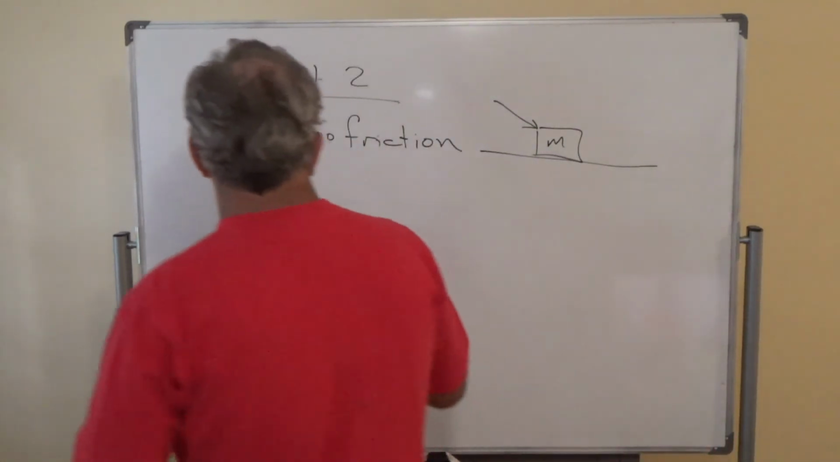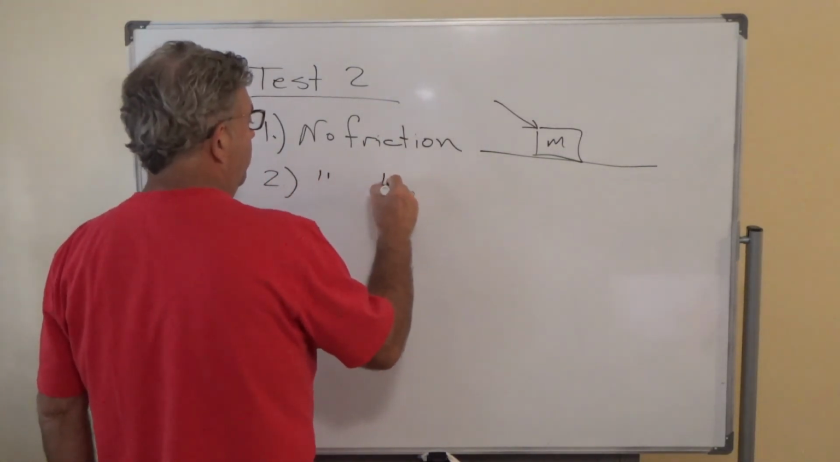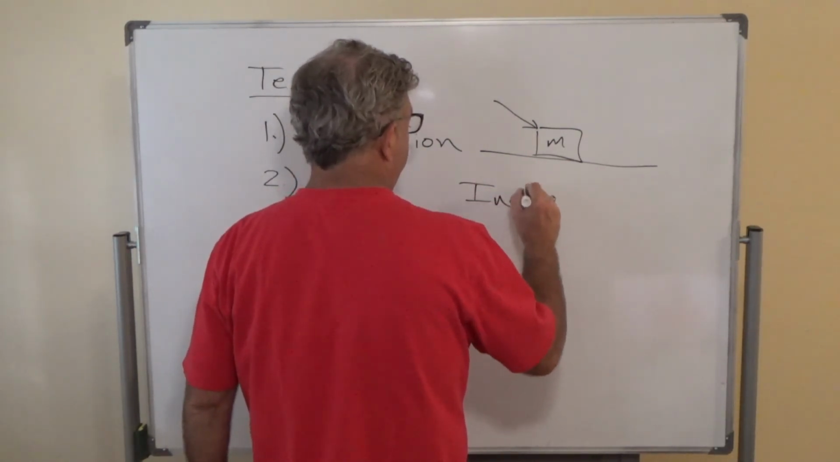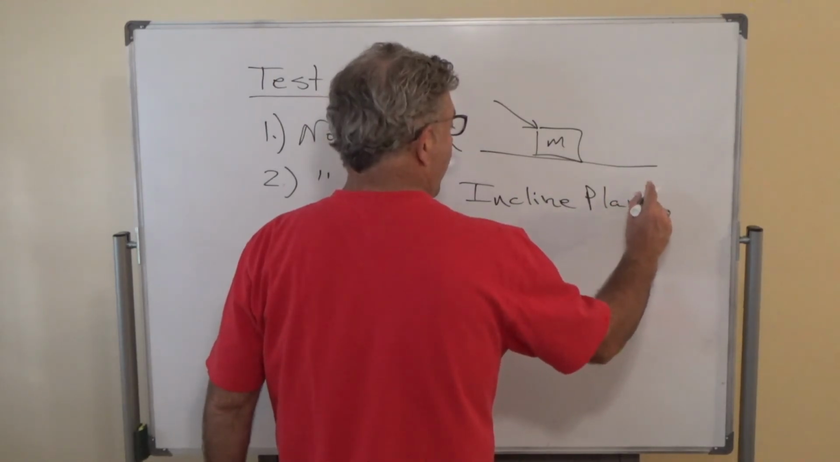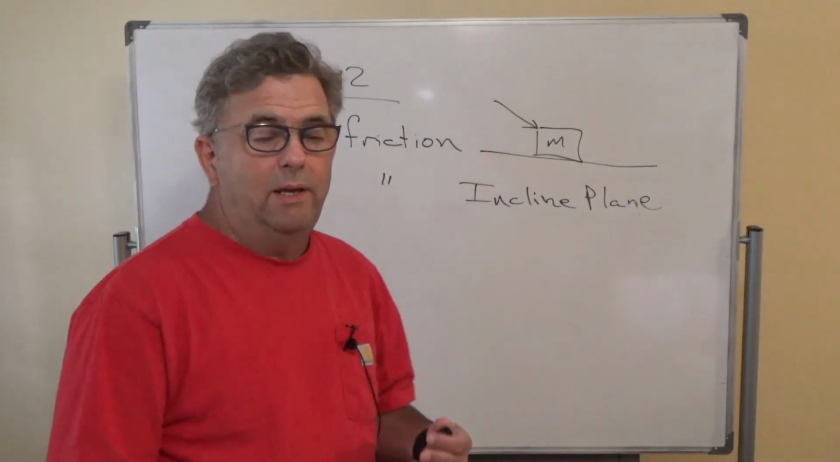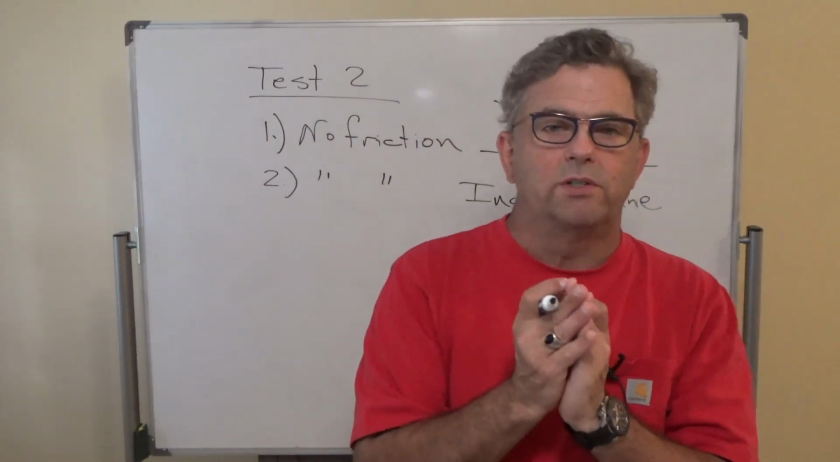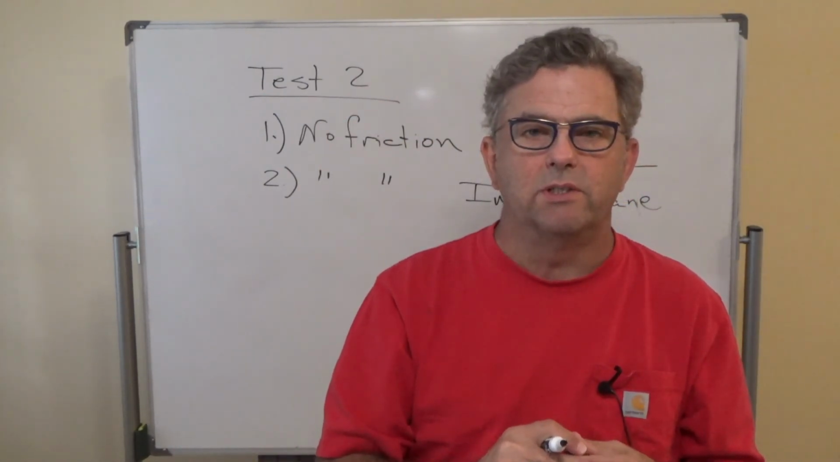Number 2. Again, no friction, but something with an inclined plane. So remember that on the inclined plane, that normal force is mg cosine theta, and the force along the plane is mg sine theta.